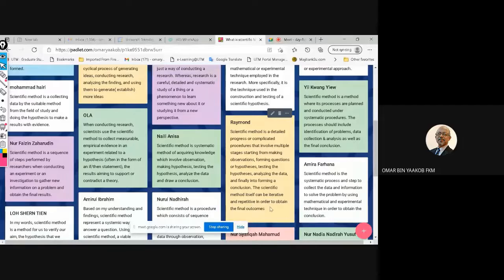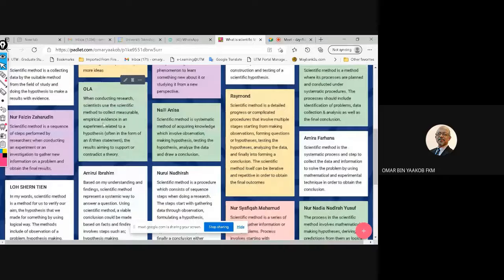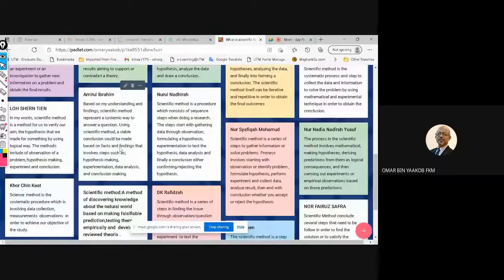Okay, it can be iterative and repetitive. Scientific method is a process to collect data and information to solve a problem by using mathematical experimental technique. Method is a systematic method of acquiring knowledge which involves observation, making a hypothesis, and testing the hypothesis, to collect measurable empirical evidence, okay, and then to verify our aim, the hypothesis we made, by using a logical way. The method includes observation of the problem, hypothesis making, experimentation, and conclusion.